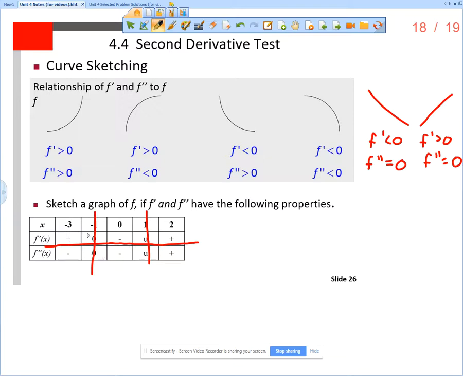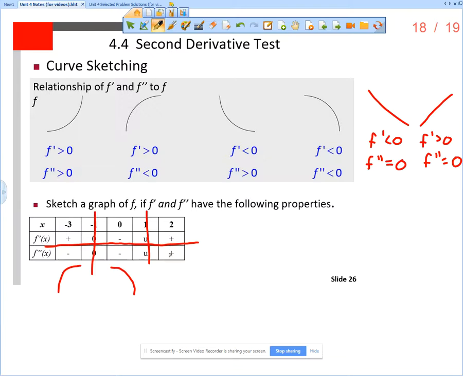Our sign analysis chart says to the left of -1, f prime is positive and f double prime is negative. Positive f prime and negative f double prime means a curve must look something like that. Then between -1 and 1, f prime is negative, meaning decreasing, and f double prime is negative, meaning concave down, so we have a curve that looks like this. We join those 2 curves together when x equals -1. The first derivative is 0 there, which is true because there's a horizontal tangent.